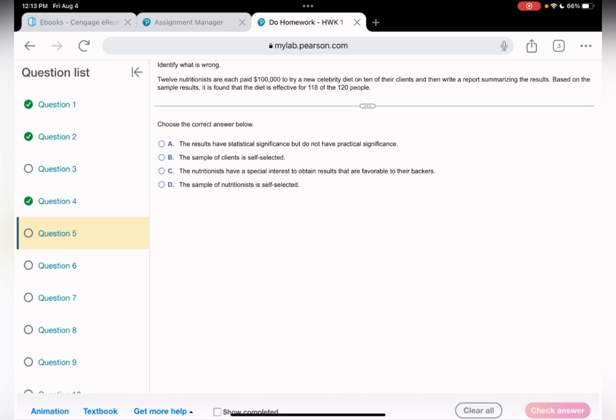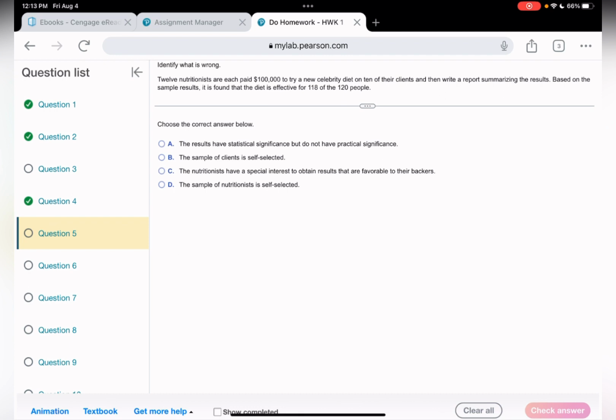So let's see. What do we have here? Results have statistical significance but do not have practical significance. Well, we have 118 out of 120, right? So it was effective for a large amount of people, 118 out of 120. Which means it's not the case, this one.